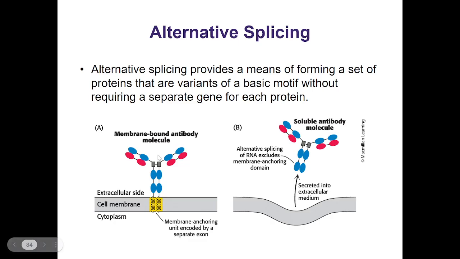This has an extracellular side over here. This is the cytoplasm side right here. So to bind the membrane-bound antibody molecule, we have to have something that will anchor it into the cell membrane, right? That way it can actually be bound there. This is the membrane anchoring unit. This is actually encoded by a separate exon.